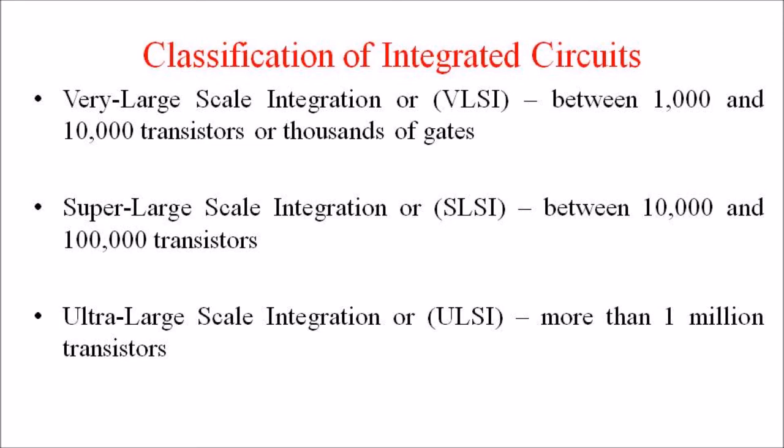Another one is SLSI, that is super large scale integration, which lies between 10,000 to 1 lakh transistors within a single package and performs computational operations such as microprocessor chips, microcontrollers, basic PICs, and calculators. The last one is ultra large scale integration, that is ULSI. It consists of more than 1 million transistors, the big boys that are used in computer CPUs, GPUs, video processors, microcontrollers, FPGAs, and complex PICs.